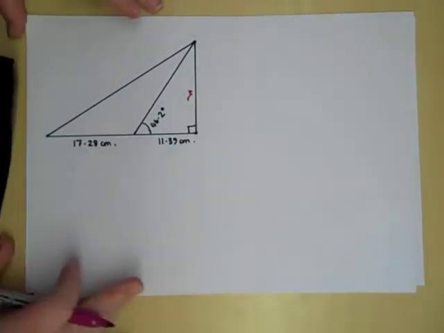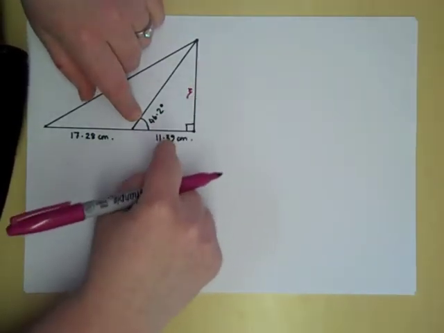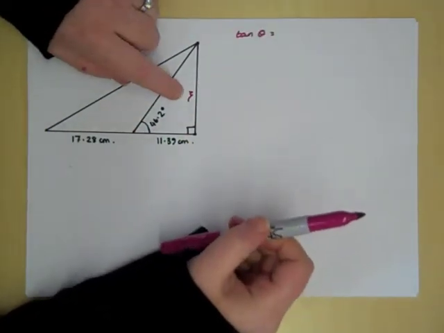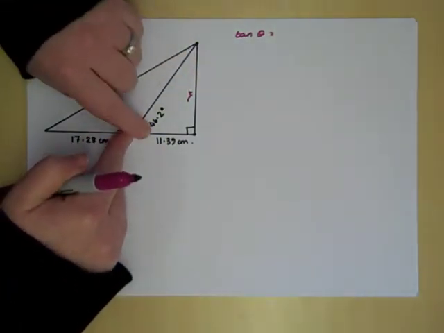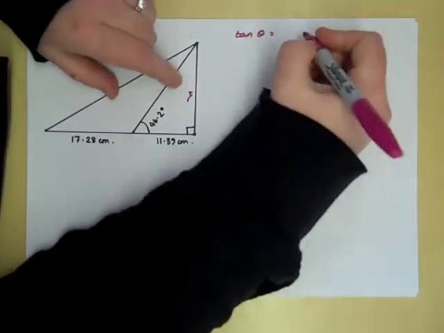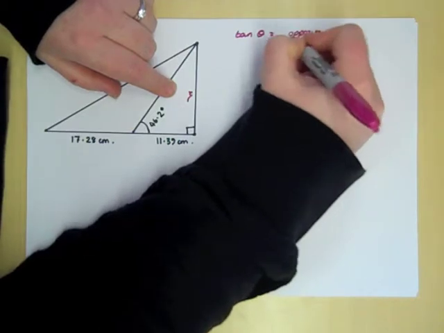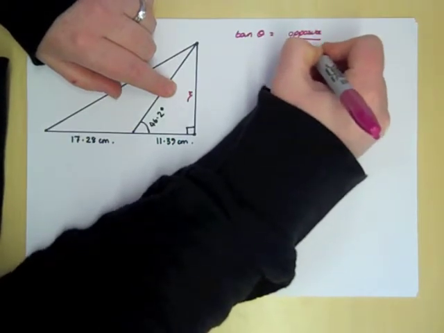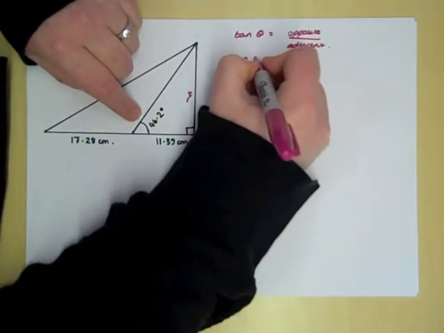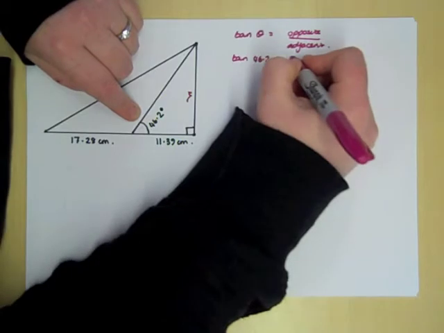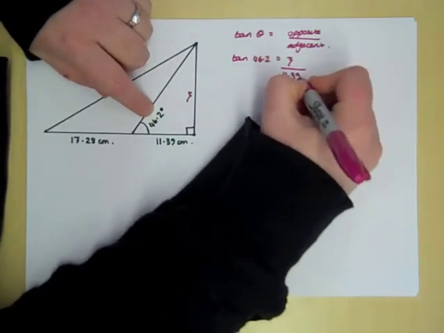And I'm going to say that if I think about what this angle is, and I'm going to work these two out. Okay, so I'm after this length Z, and I know that tan theta is equal to my opposite over my adjacent. So in this case, I know that the tan of 46.2 is equal to Z, which is the one I'm trying to find out, divided by 11.39.